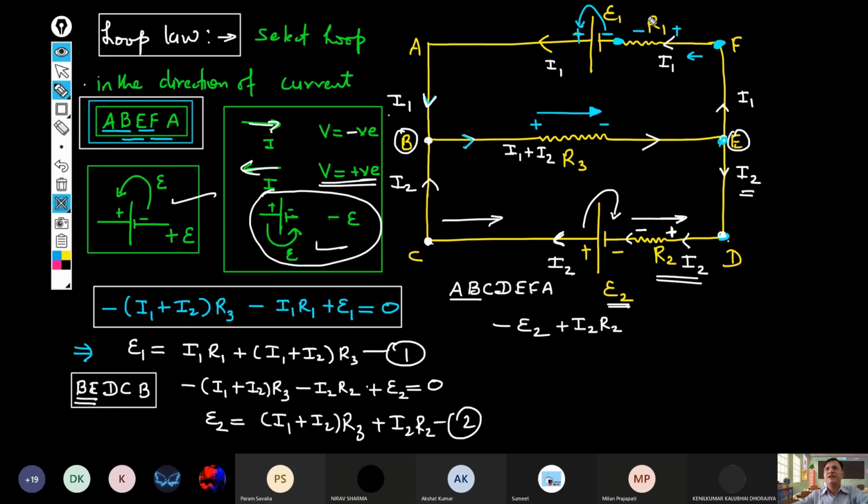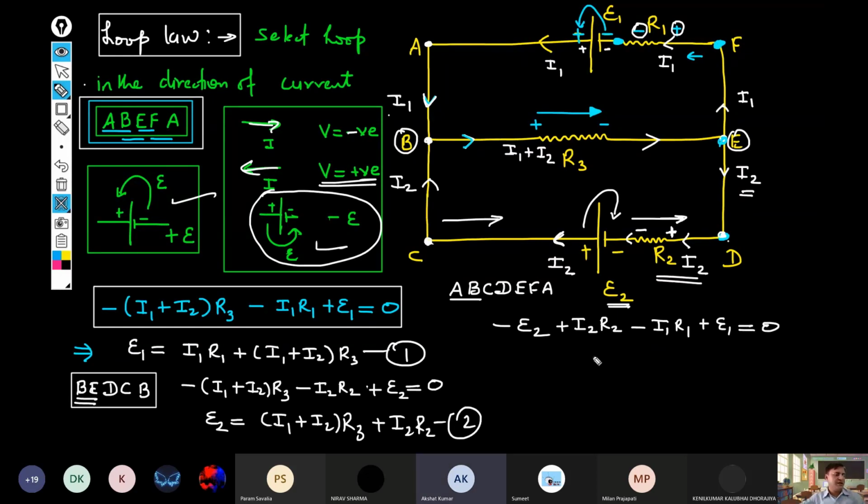Now again come from F to A. For F to A, first of all we are moving from plus to minus on the R1, so what shall I write? Minus I1 R1. Very good. Now from this minus to plus, what plus? E1 or E2 or E? E. Very good. So finally we reach A and this is equal to 0.